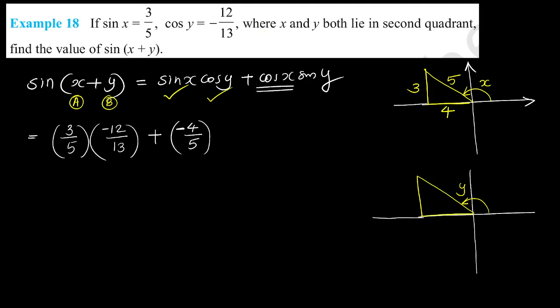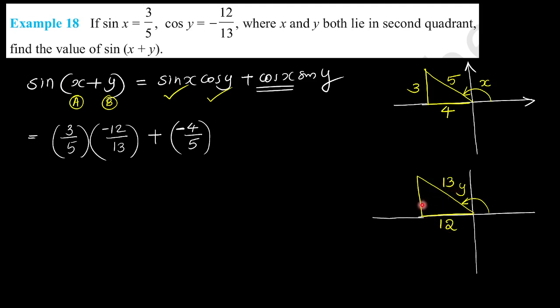Cos y equal to minus 12 by 13. The minus is due to the second quadrant. Look at the ratio, 12 by 13. The adjacent side is 12, hypotenuse is 13. Then only will you get the ratio cos y equal to 12 by 13. The negative sign is due to the second quadrant.